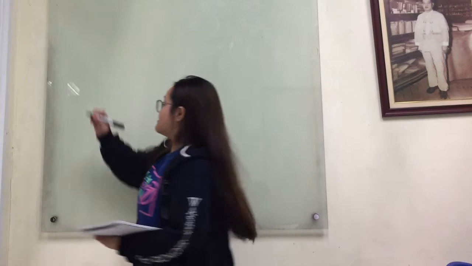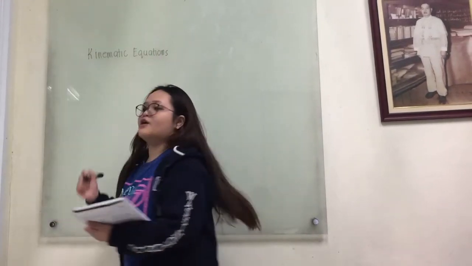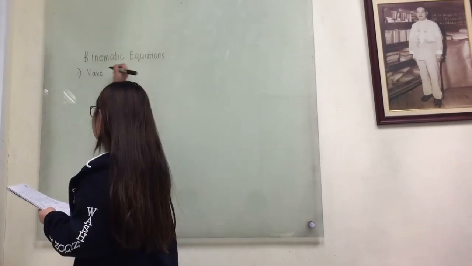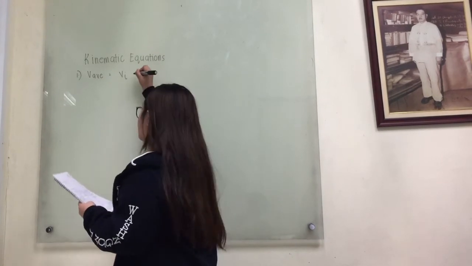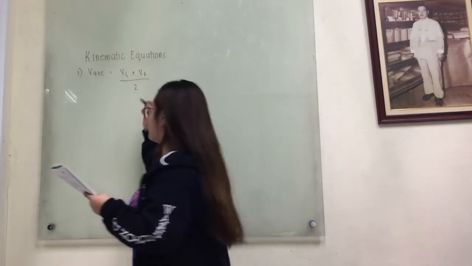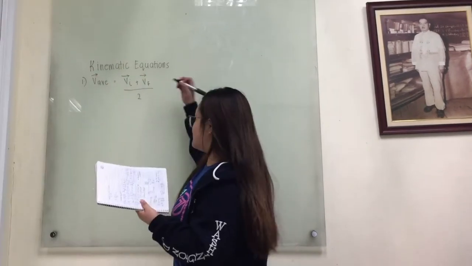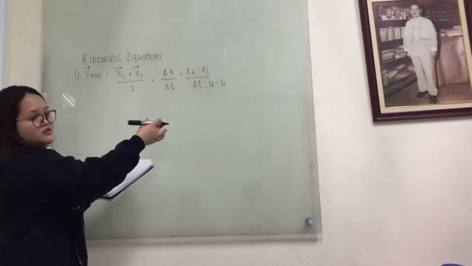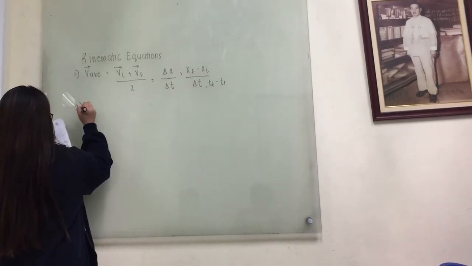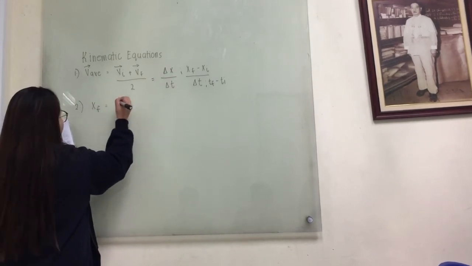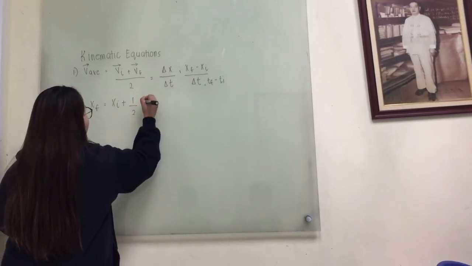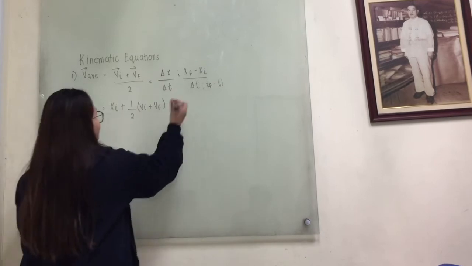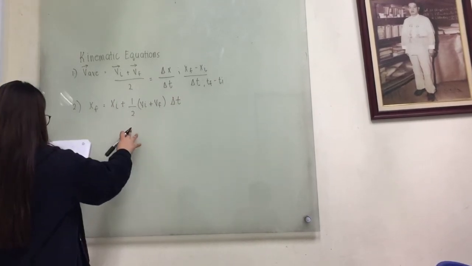So today we will be discussing the kinematic equations and how they were derived. The first equation is the average of the velocities. The average of velocities will be equal to the initial velocity plus the final velocity divided by 2. These are all vector quantities. This will be equal to delta x over delta t. We will equate these two equations and we will get the second equation, which is xf is equal to xi plus 1/2 (vi plus vf) multiplied by delta t. Since there is a delta t here, delta t will be multiplied here. This is our second equation.